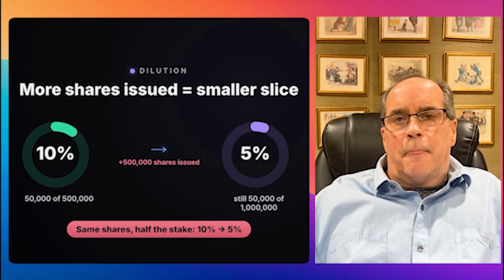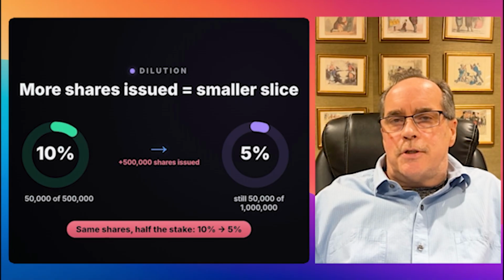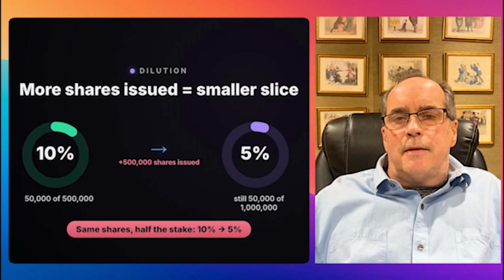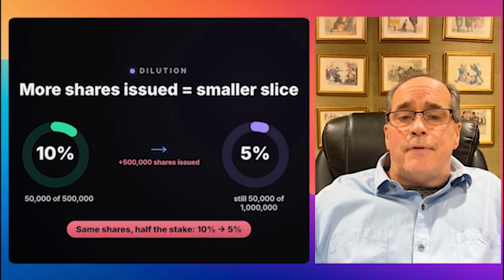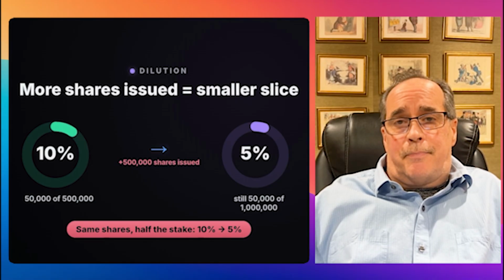Or to make it simpler, if you owned 50,000 shares and there were 500,000 shares outstanding, you own 10% of the company. So now let's say that the company decides to issue another 500,000 shares because they want to raise money, and you still only own 50,000. Now you only own 5% of the company.